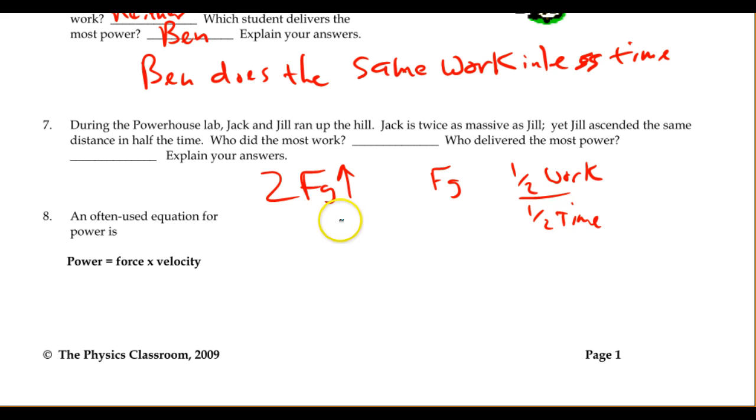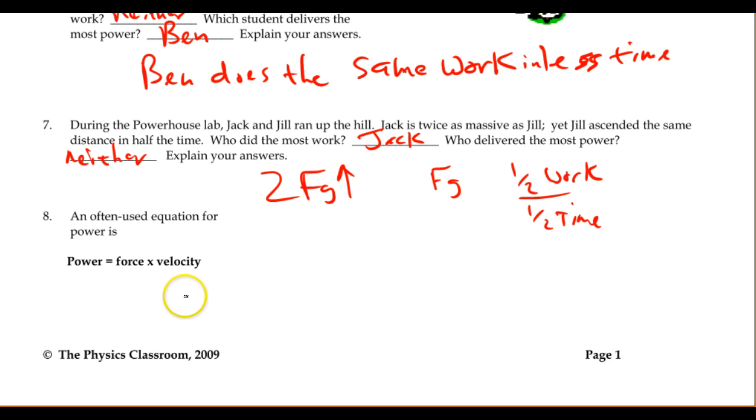Okay. So by doing less work but doing it in less time, Jill and Jack, although Jack does more work, neither delivers more power. They both end up with the same power rating, the same number of watts being used. Again, that's their number of joules, or their conversion of energy per second. So it tells us how fast they're using the energy, not the total amount of energy used.